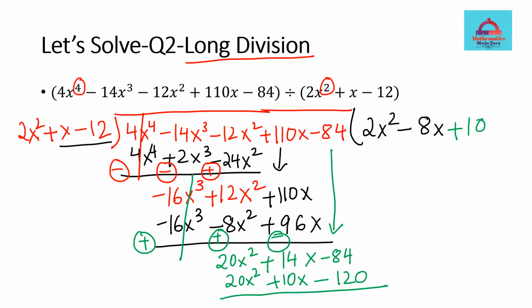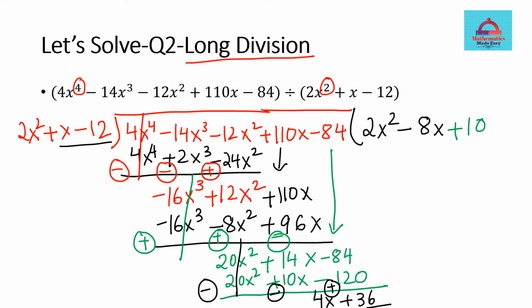Let's subtract. It's going to be the last step. Sign changes, this cancels, sign changes, 14 minus 10 is 4x. This also becomes positive, so 120 is subtracted with 84 to give you 36. So plus 36. Now the degree has become less. The degree of the remainder is less than the degree of the divisor. So we stop the division.